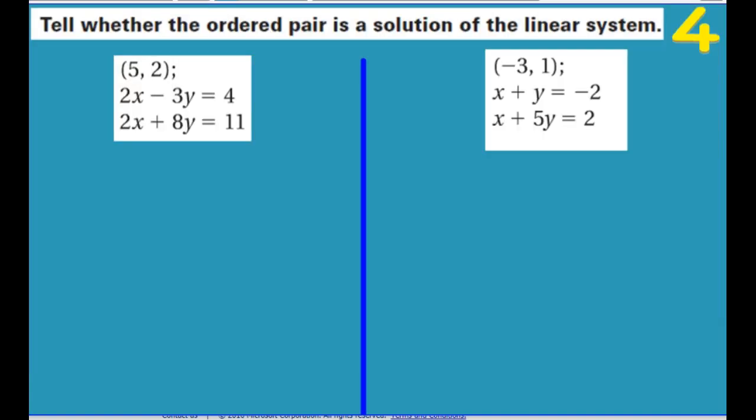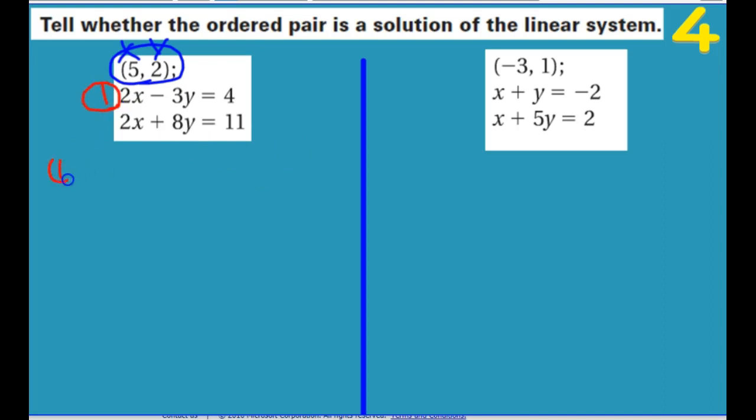The last couple problems we're going to do, we need to tell whether the ordered pair is a solution of the linear system. So here's our ordered pair, 5, 2. We know that this is the x and this is the y. So we're going to put this 5 in for our x and our 2 in for our y's. Now we need to do these separately. So this is our first equation. We'll do that one first.